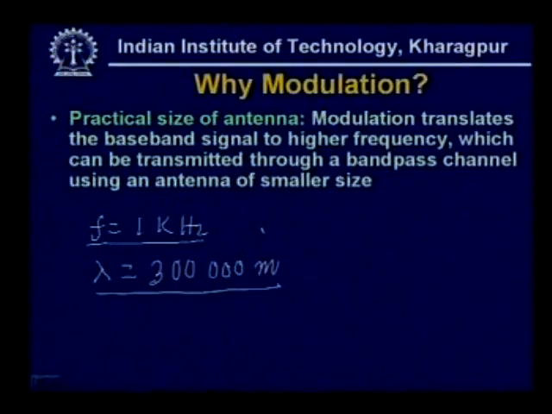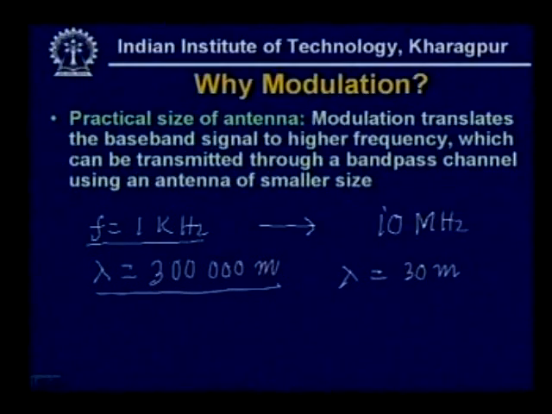You cannot do it. However, if you translate it to a frequency, say 10 megahertz, this will correspond to a lambda equal to only 30 meter. Obviously, it is quite possible to have an antenna of 30 meter. So, after translating this to a higher frequency, you can have an antenna of smaller size, and this modulated signal can be transmitted very easily using a smaller antenna.